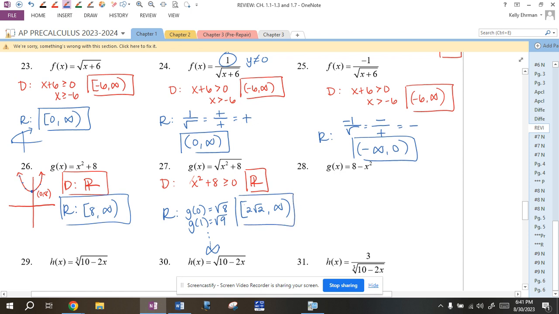All right, and then for 28, I've switched this to 8 minus x squared, so let's draw that graph. A negative x squared is a parabola that opens down. The 8 still shifts the graph up 8, but now it opens down. So the vertex is still at 0, 8. The domain is all real numbers. You can plug anything you want into a quadratic. And the range is negative infinity up to and including 8.